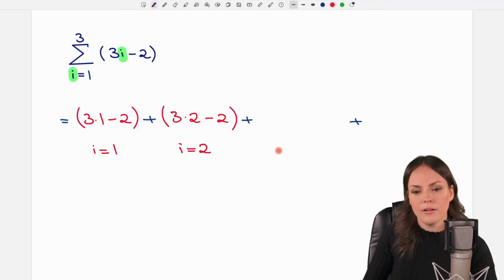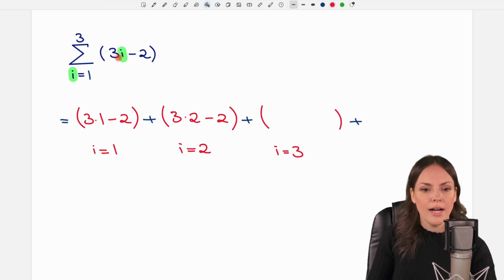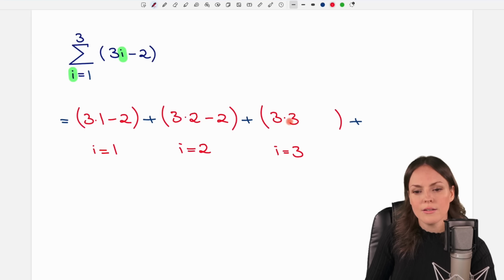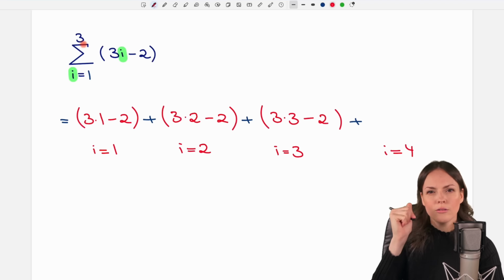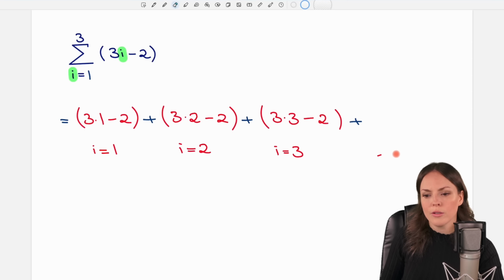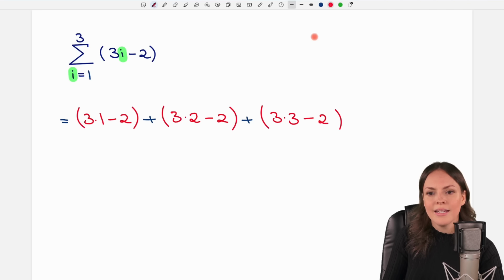We increase our i so that we are at i equals 3. We insert 3 for i, so 3 times, instead of the i, we write down a 3 minus the 2. And are we going to i equals 4? No, because the upper limit tells us only go up to 3 and then stop. So we don't go further than this. I erase all of our help here, and now let's calculate this.